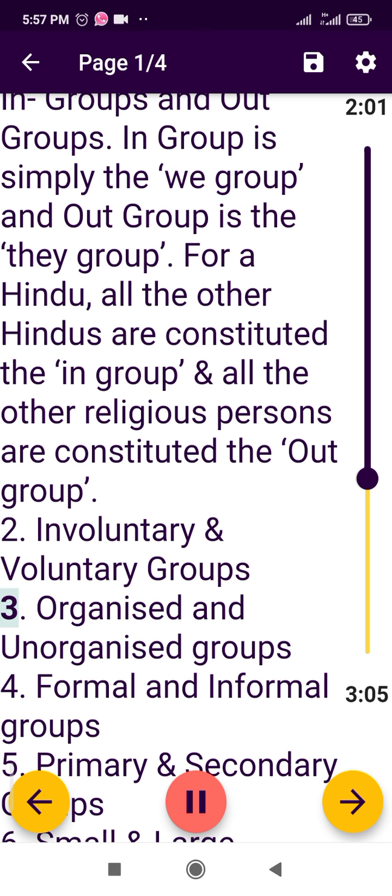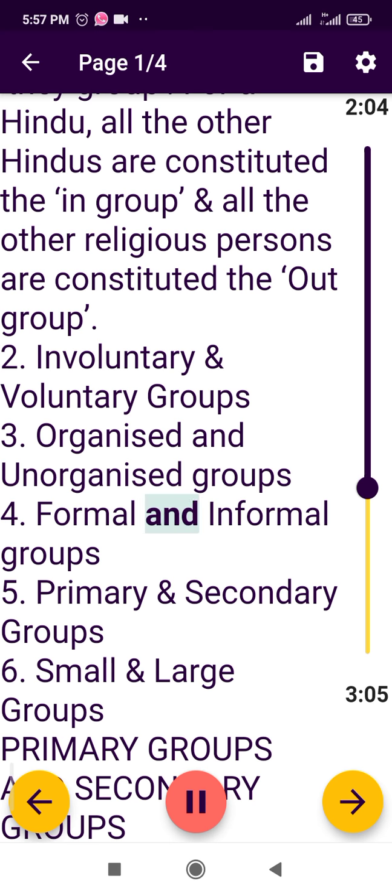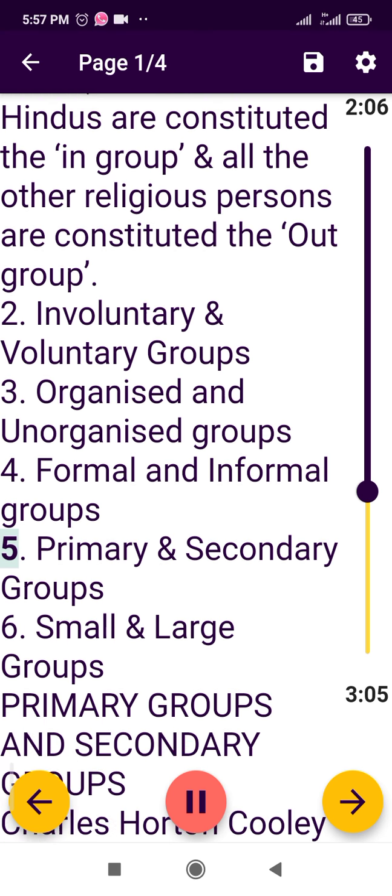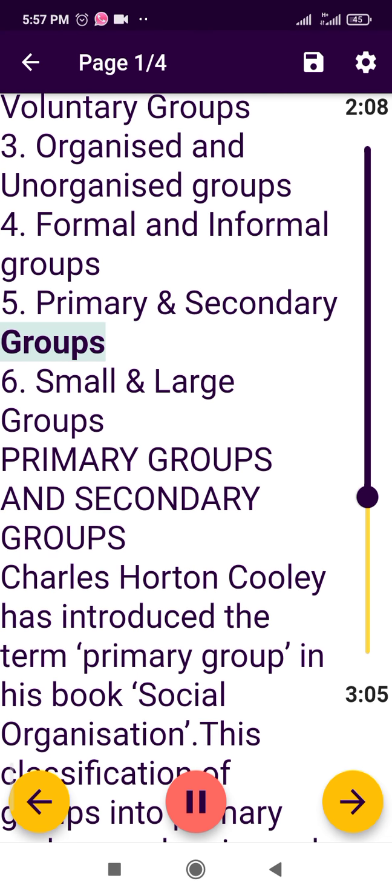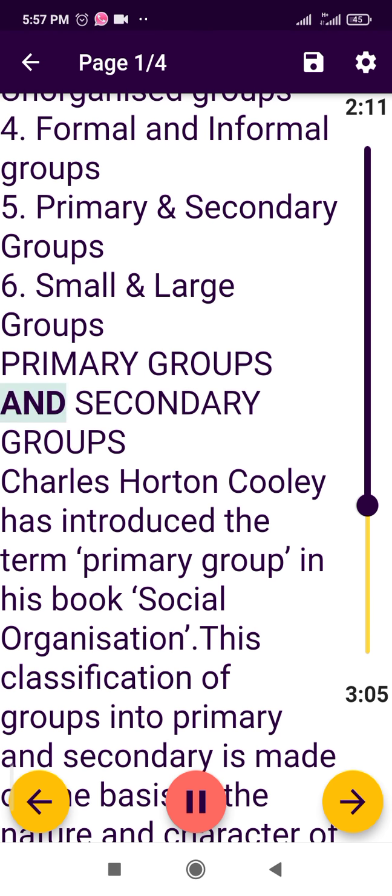3. Organized and unorganized groups. 4. Formal and informal groups. 5. Primary and secondary groups. 6. Small and large groups. Primary groups and secondary groups.